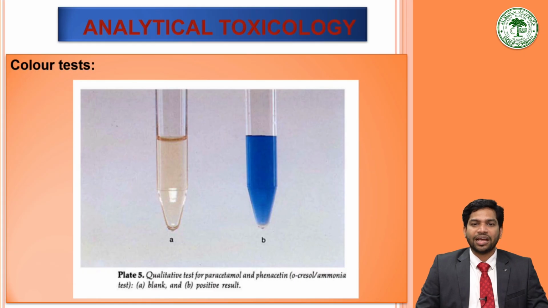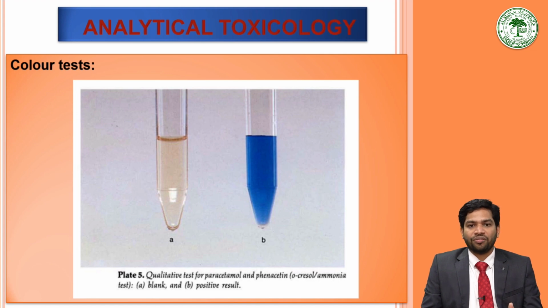Then the test for acetaminophen or paracetamol is the O-cresol or ammonia test. Paracetamol is a widely used analgesic and sometimes occurs in combination with other drugs such as dextropropoxyphene. It is a metabolite of phenacetin and benorylate. It is largely metabolized by conjugation with glucuronic acid and sulfate prior to urinary excretion.